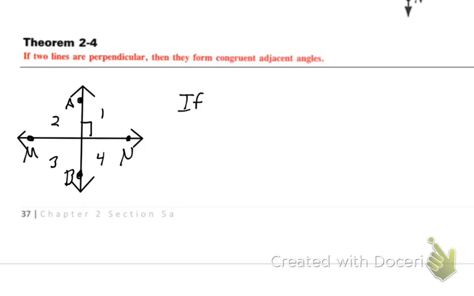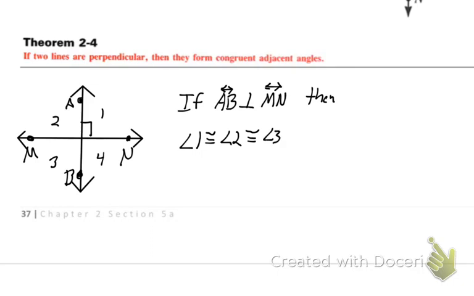So what this says is basically if line AB is perpendicular to line MN, then we can go ahead and say that angle 1 is congruent to angle 2, is congruent to angle 3, is congruent to angle 4. So all 4 of them are congruent. They're also adjacent. Can't really draw that in there.